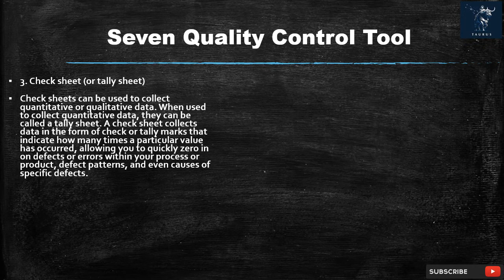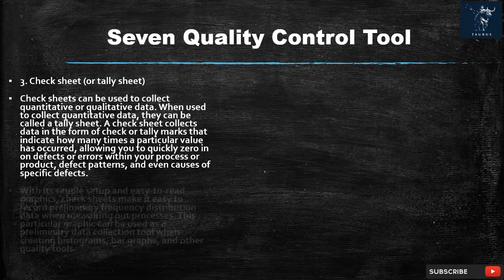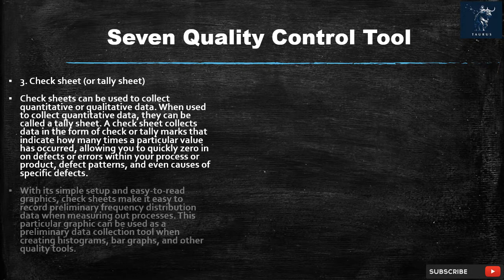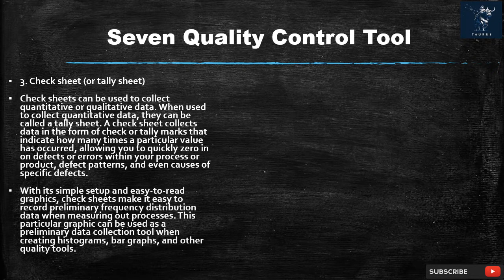3. Check sheet or tally sheet. Check sheets can be used to collect quantitative or qualitative data. When used to collect quantitative data, they can be called a tally sheet. A check sheet collects data in the form of check or tally marks that indicate how many times a particular value has occurred, allowing you to quickly zero in on defects or errors within your process or product, defect patterns, and even causes of specific defects.